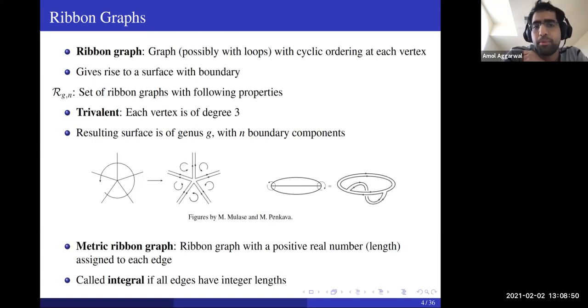One of the statements about ribbon graphs is that they give rise to a surface with boundaries. So this fattening, you could view this as a way of fattening each edge and turning it into a little ribbon. By doing that, you can create a surface with boundaries. I've taken an example here on the right. I have these two vertices and they're connected by three edges. As I said, you can have loops or you can have multi-edges between two vertices. There's an orientation defined at them.